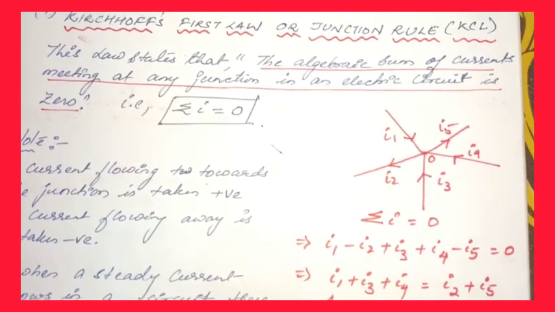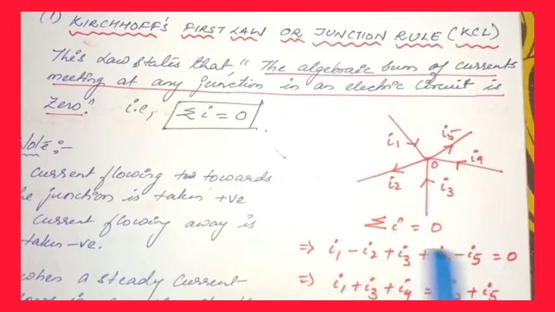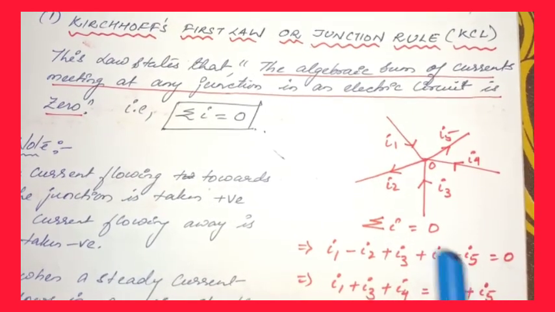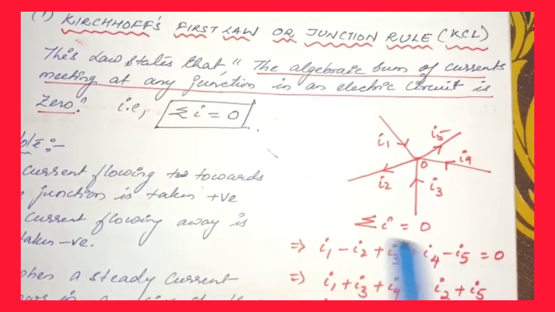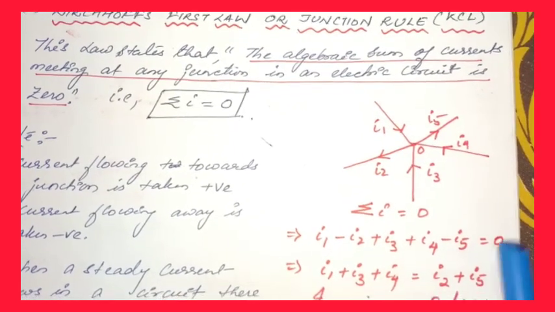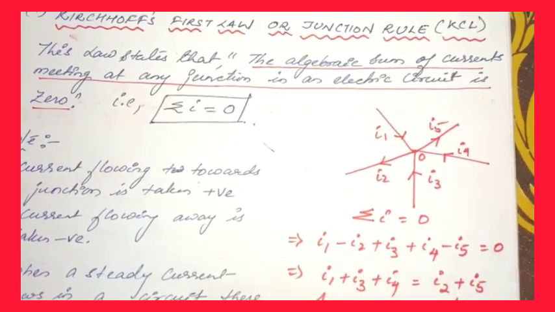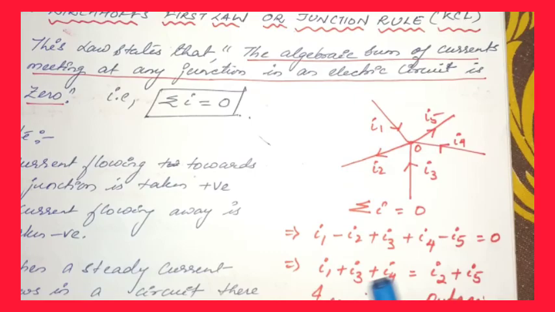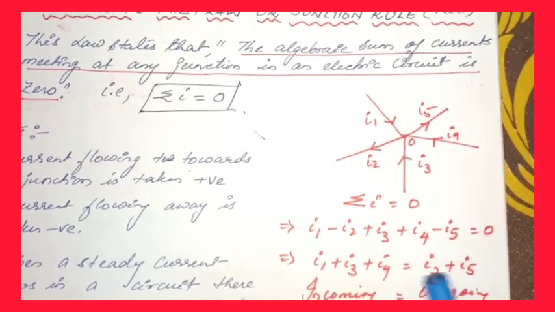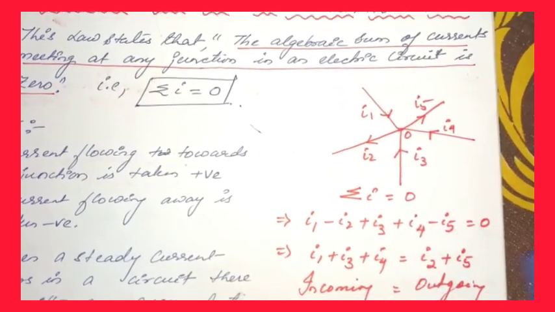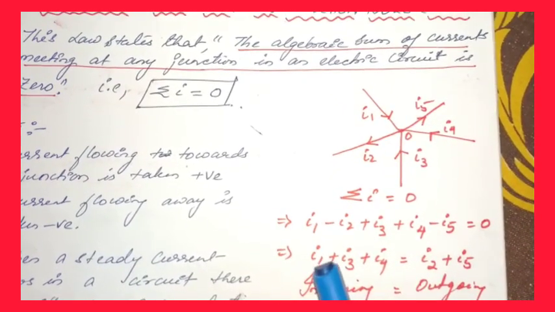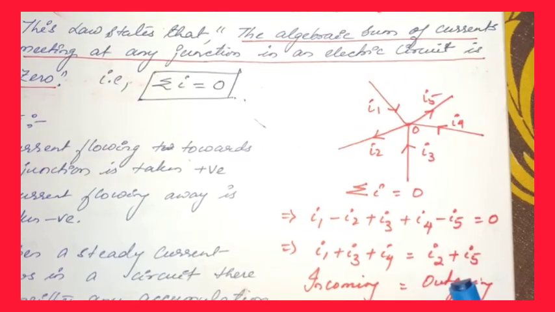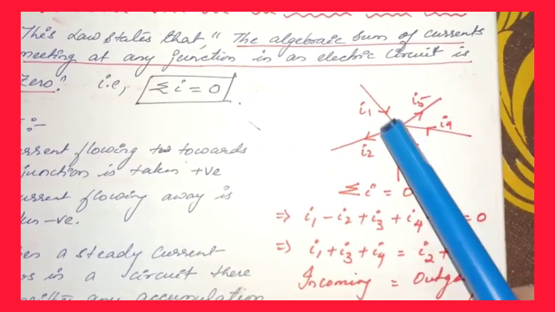So here I have put I1, I3, I4 to be positive and I2 and I5 to be negative, and the total current will always be equal to 0. If I take the negative ones to the other side, then the algebraic sum of the currents entering the junction, I1, I3, I4, is always equal to the algebraic sum of the currents leaving the junction. So the incoming current is always equal to the outgoing current for any junction.